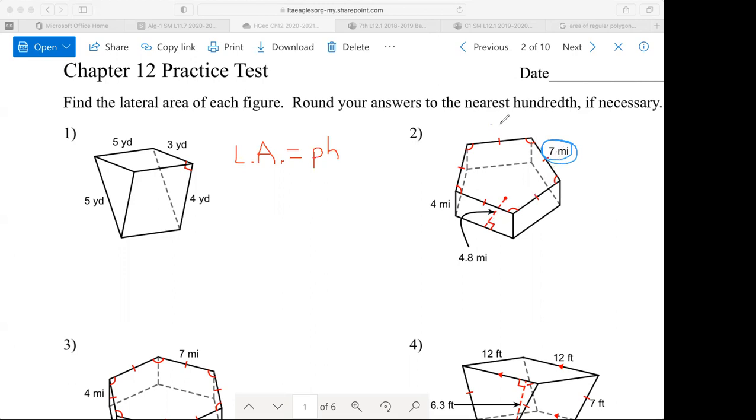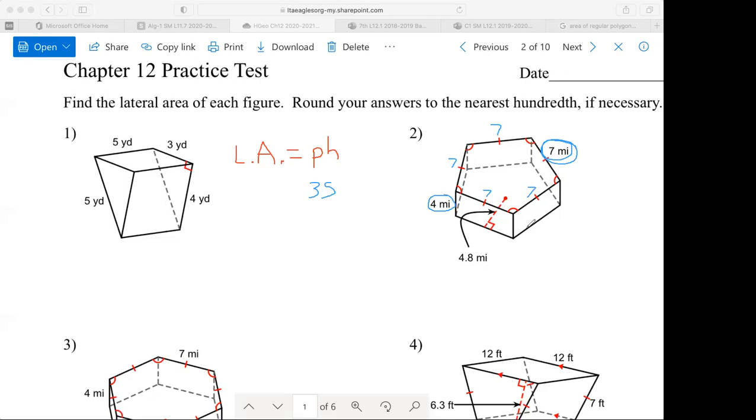So all the sides, this side is 7, this side is 7. I'm not going to draw, well, okay, I will. So that side 7 and that side 7. There's 5 7s. So the perimeter, 7 times 5 is 35. The height of a prism is the perpendicular distance between the 2 bases. The 2 bases here are the 2 parallel sides, the 2 pentagons. Hey, look, the distance between the 2 pentagons is 4.